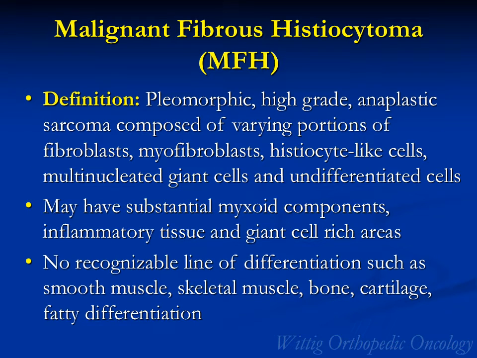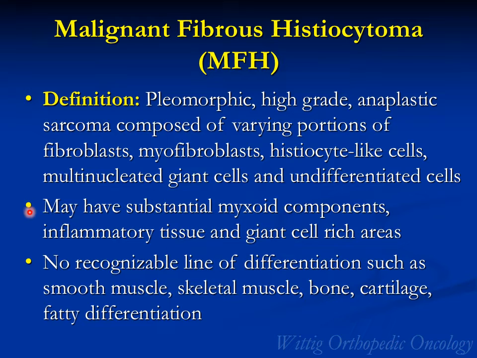Next entity we'll discuss is malignant fibrous histiocytoma. Malignant fibrous histiocytoma is a pleomorphic high-grade anaplastic sarcoma composed of varying proportions of fibroblasts, myofibroblasts, histiocyte-like cells, but not true histiocytes, multinucleated cells, and undifferentiated cells. So it's very pleomorphic. It's called an undifferentiated pleomorphic sarcoma. That's the more common term used today.